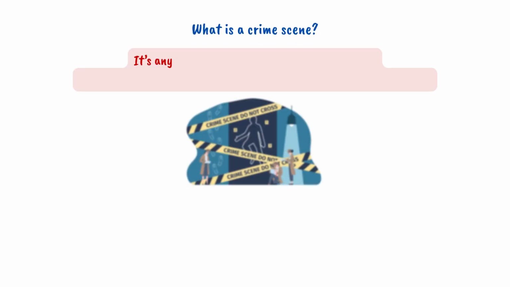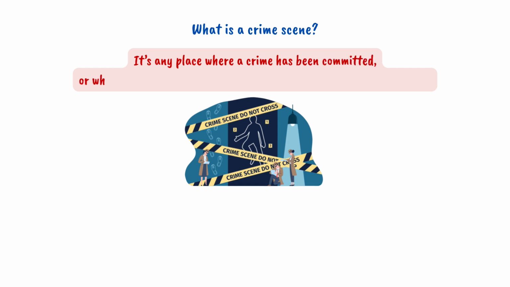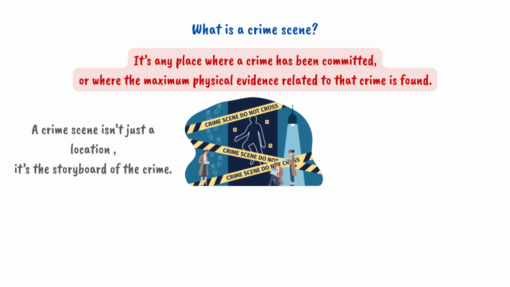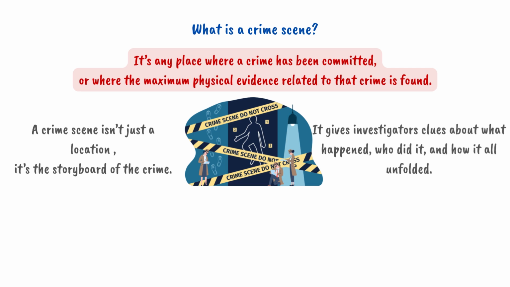Simply put, it's any place where a crime has been committed or where the maximum physical evidence related to that crime is found. A crime scene isn't just a location, it's the storyboard of the crime. It gives investigators clues about what happened, who did it, and how it all unfolded.